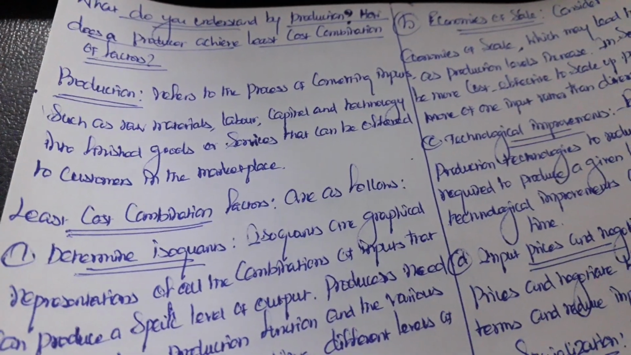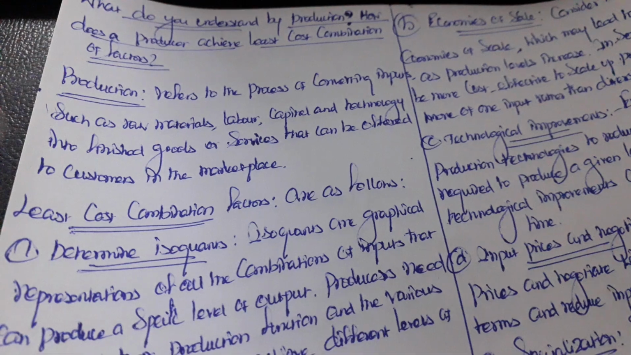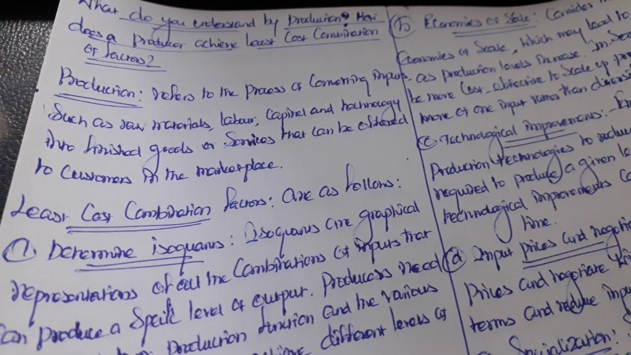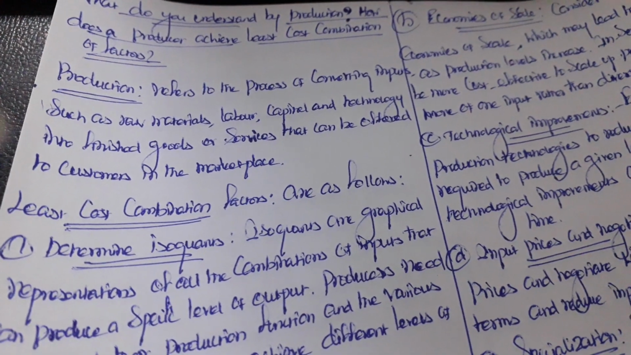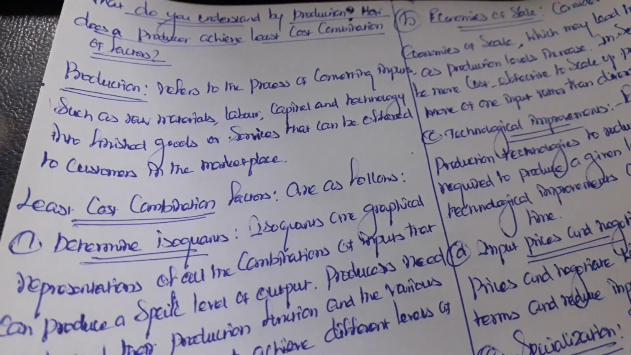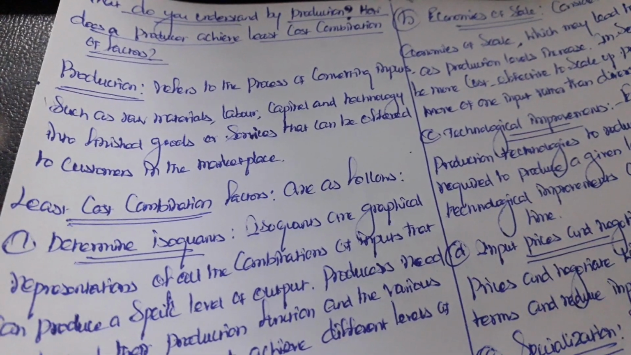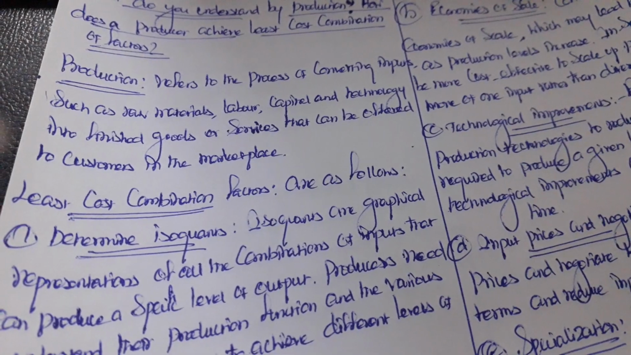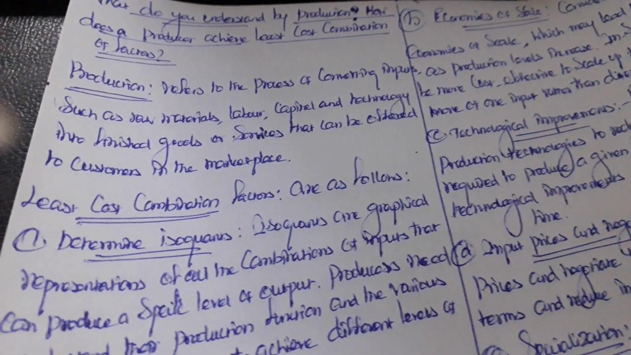Production means that it's a process of converting the inputs into output. It may be in terms of services too that can be offered to the end customers in the marketplace.